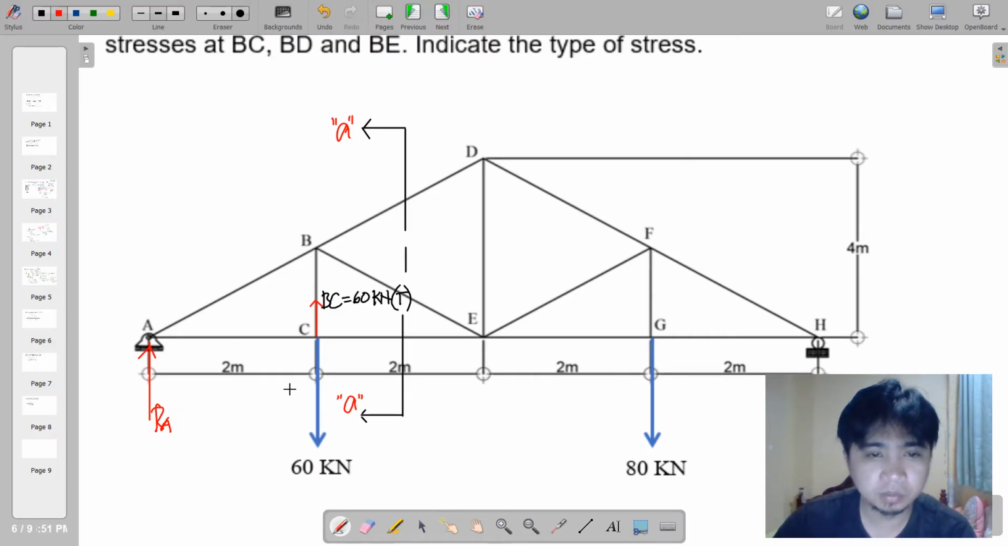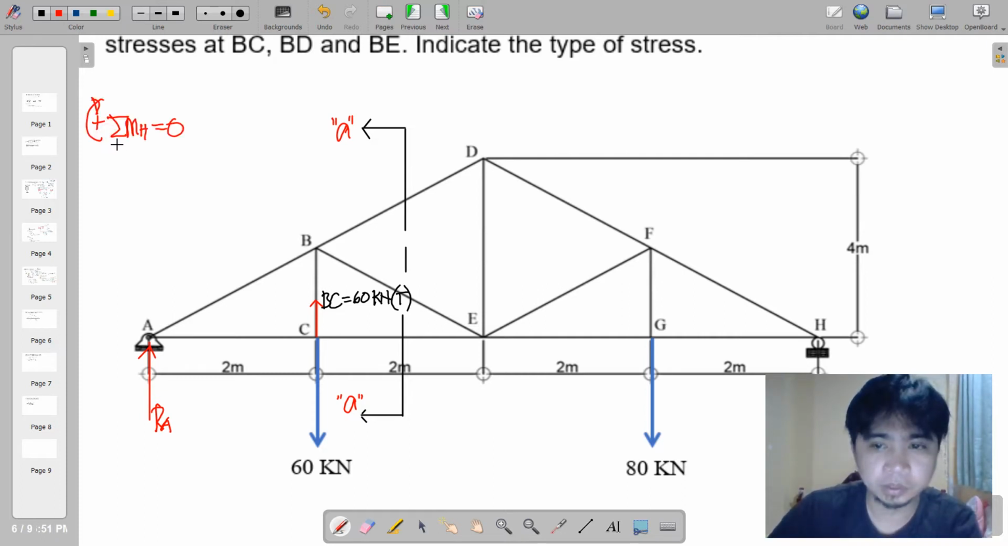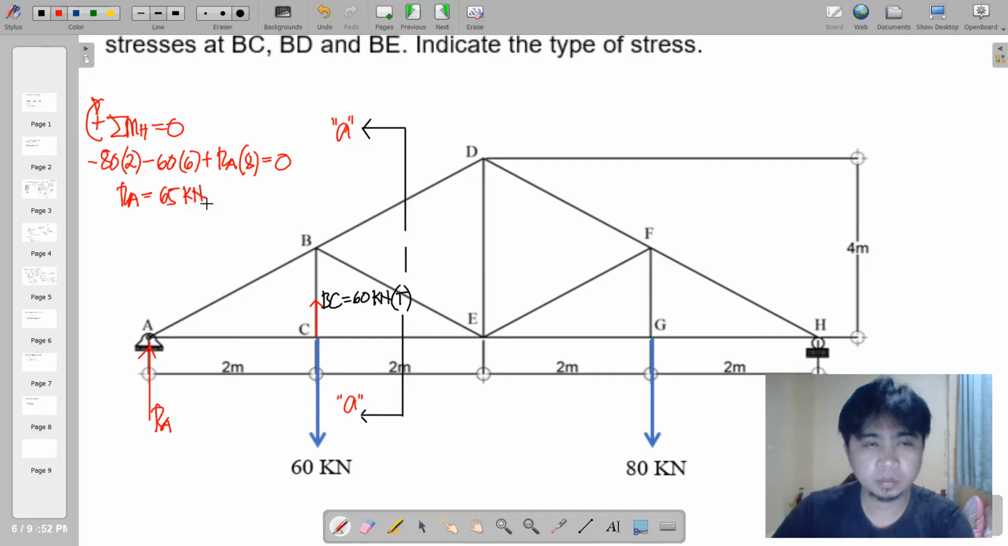Reaction at A could be solved by summation of moments at H. So summation of moments at H is equal to 0. Start with a counterclockwise moment, 80 times 2, minus another counterclockwise moment, that is 60, which is 6 meters from H, and then a clockwise RA times 8 equal to 0. Here we can get the value of RA: we have 65 kilonewton for RA.